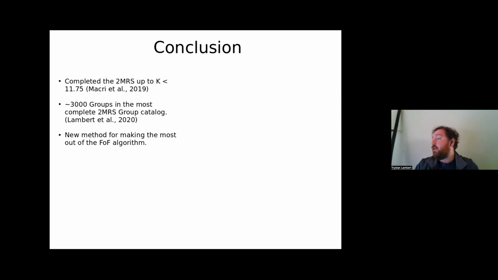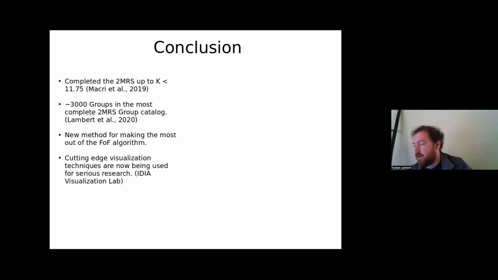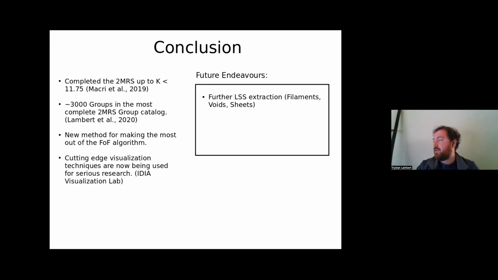We came up with a new method, which we think is making the most out of the friends of friends algorithm. We had been using these cutting edge visualization techniques, which are now being used not only for our research, but for other research. And what we think is it will gain traction and become more and more commonplace in the future, and we'll see if these things happen.